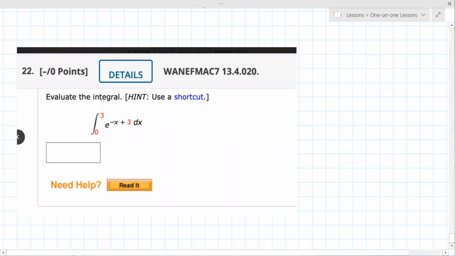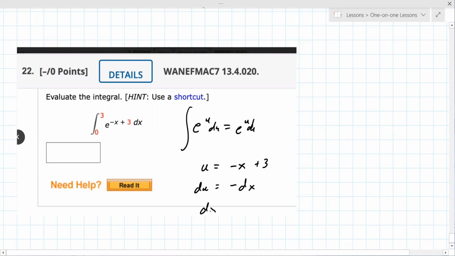So the challenge here is you could use a u-substitution for this, and you probably should. Your u, because you don't know what the integral of this is, but you do know that the integral of e to the u is e to the u. So if you can get this down to e to the u, you're good. Your u is the exponent, minus x plus 3. Your du is minus dx. You solve for dx by dividing by -1, so it's du over -1.